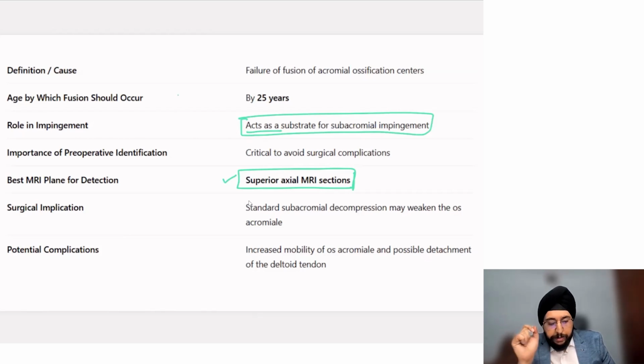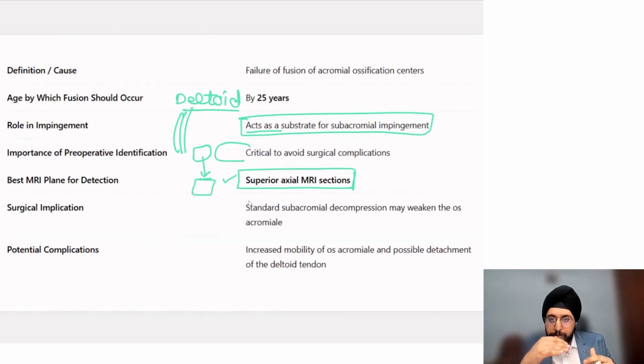What happens is the deltoid muscle is attached to this os acromiale. Whenever there is downward pulling of the deltoid, this os acromiale will be pulled downwards into the subacromial space, or you can say the acromiohumeral space. It will lead to reduction in the subacromial joint space, ultimately leading to subacromial impingement.